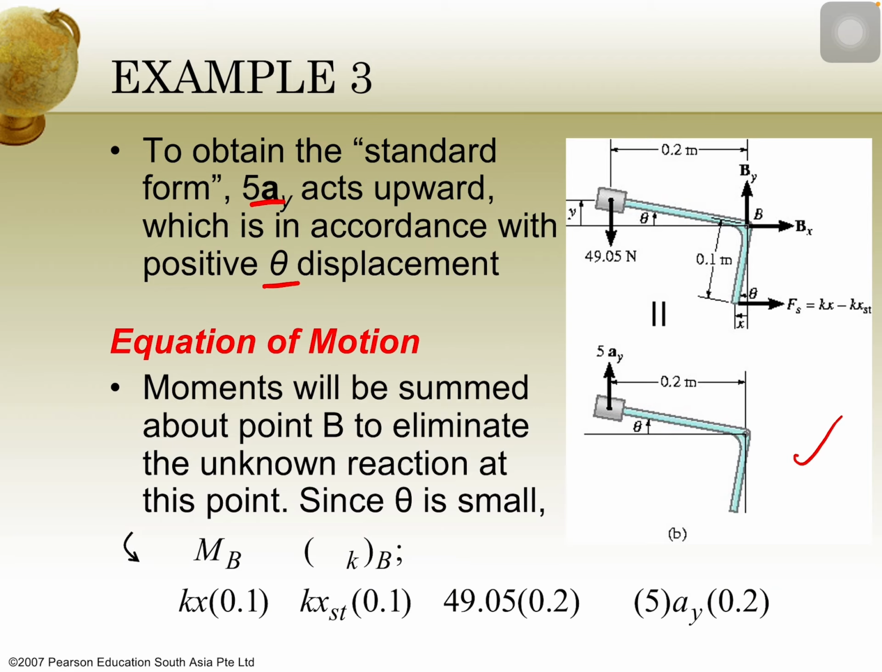Now we can write down the equation of motion. After we consider the free body diagram and the kinetic diagram, we know what components are involved in this case, so we can write down the equation of motion. The moment will be the sum about point B. Point B is right here, again because we want to ignore the reaction force.